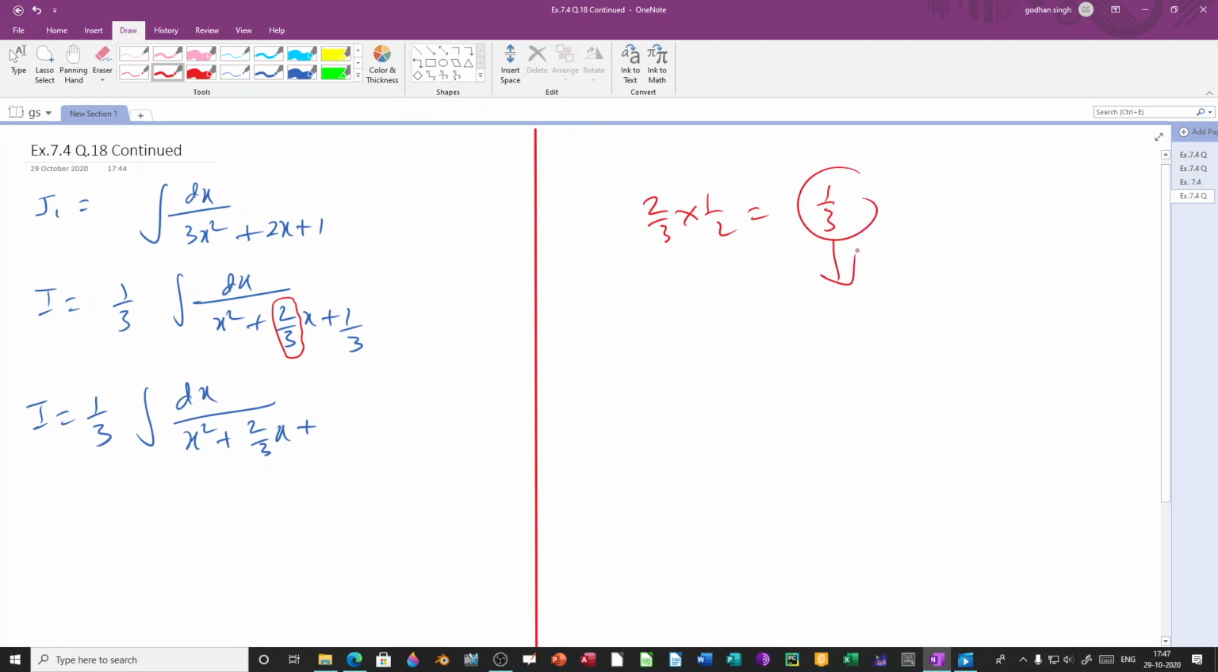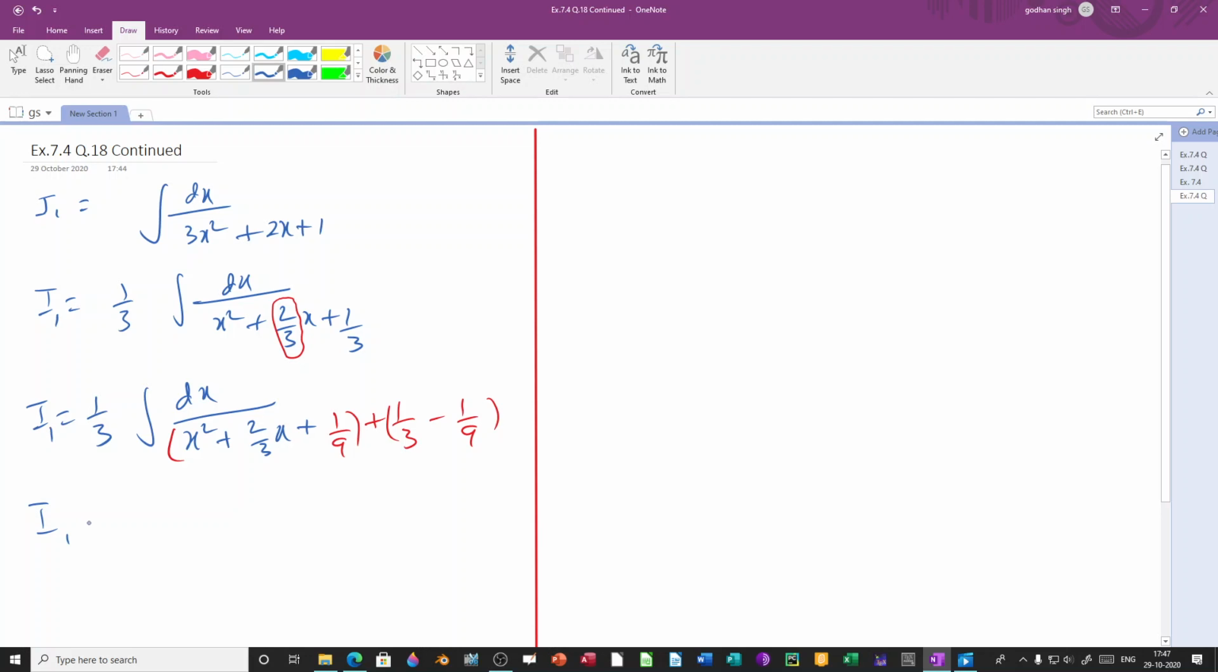Then take the square of this number, that is 1 by 9. So that number you have to add as well as subtract. So plus 1 by 9 plus 1 by 3 minus 1 by 9. Then we'll group the first 3 terms together and the remaining 2 terms together. This is our rough work, so no need for this one. This can be erased.